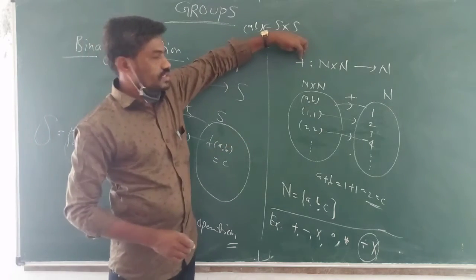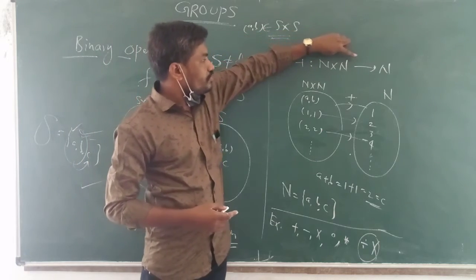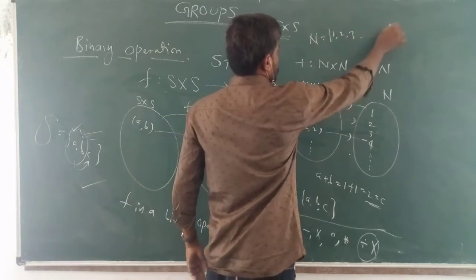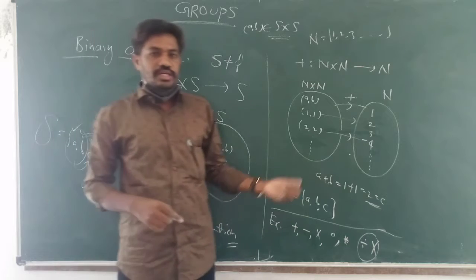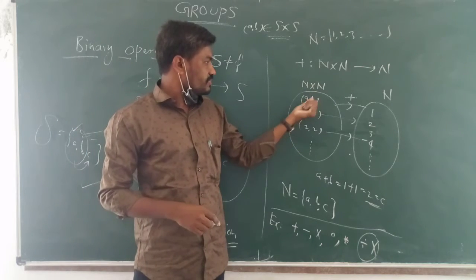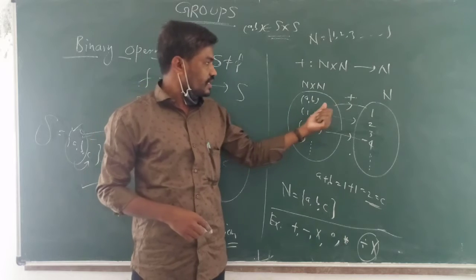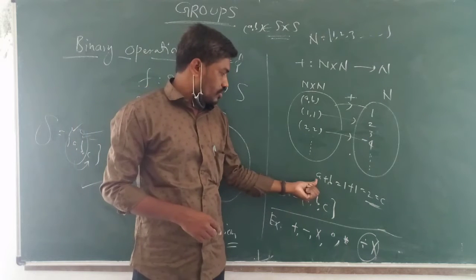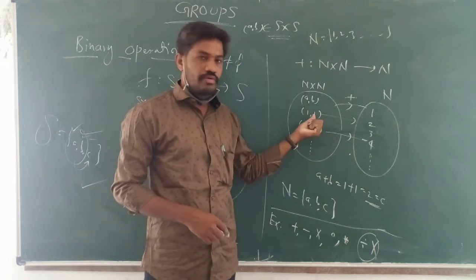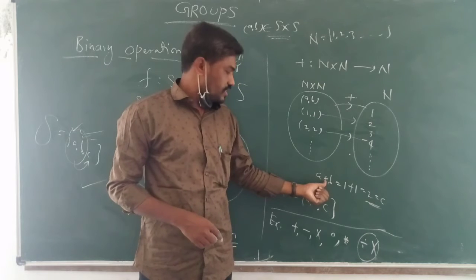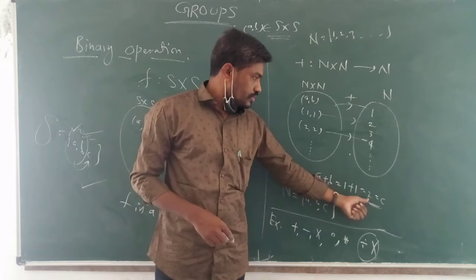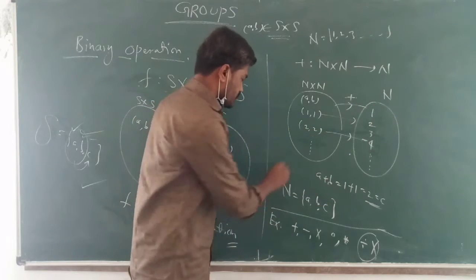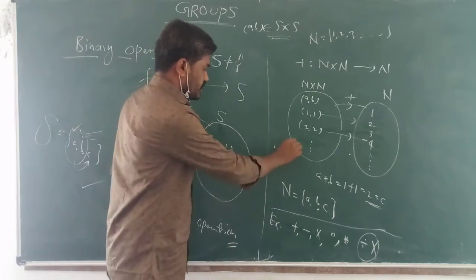This is an example: plus, from N cross N to N, where N is the set of all natural numbers, N equal to 1, 2, 3. So is plus a binary operation or not? You can check the definition. N cross N means pairs of elements (a, b) belonging to N cross N, with natural numbers 1, 2, 3, 4 and so on. I am taking a equal to 1, b equal to 1, a pair of elements. So a plus b equals 1 plus 1 equals 2. So 2 belongs to N and 1 also belongs to N. This satisfies the condition, so plus is a binary operation on the set N.